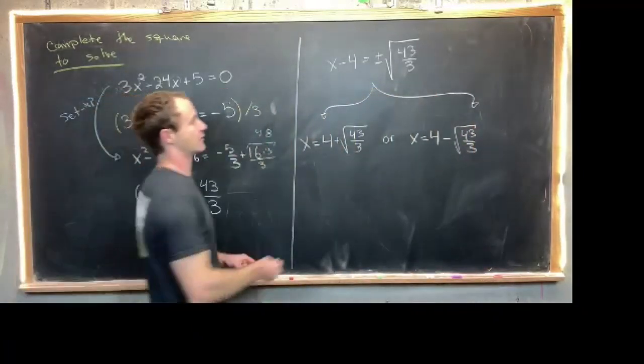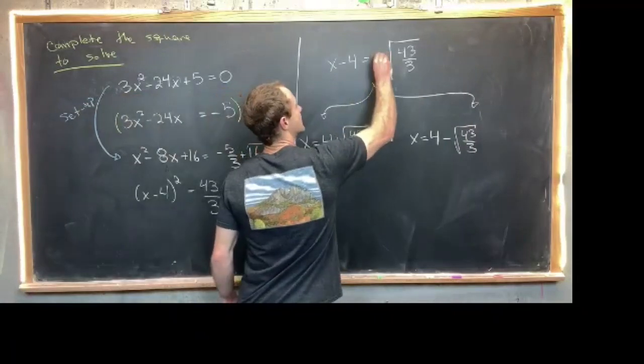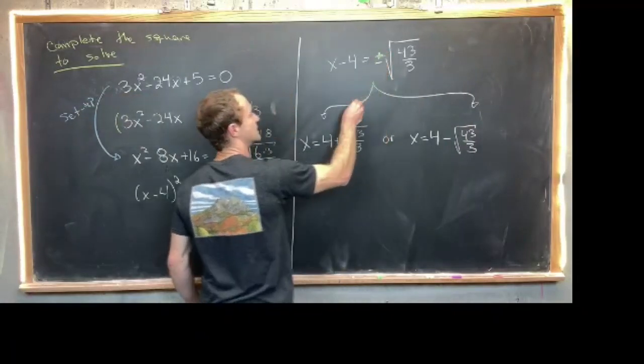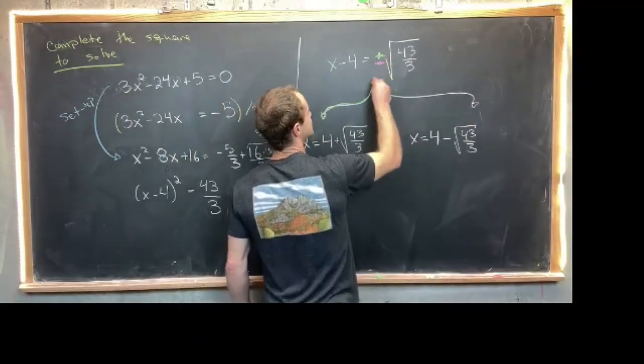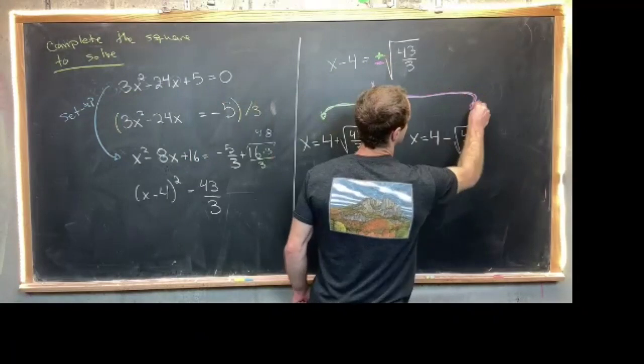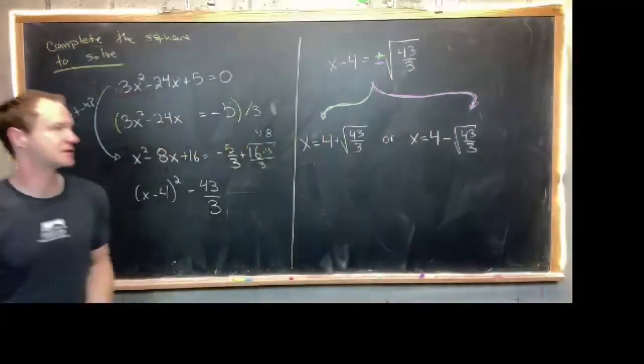Again, here we have one of these. So here, this green plus is from this one. And then this purple minus is that solution. So we get two solutions.